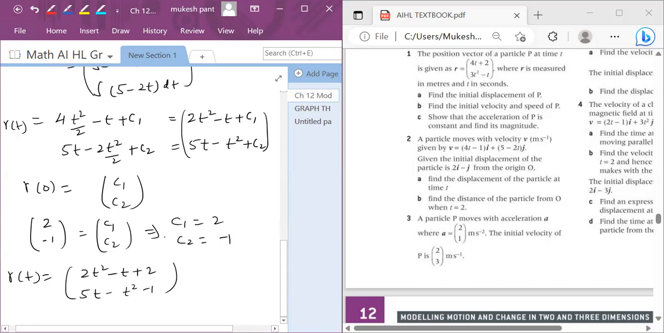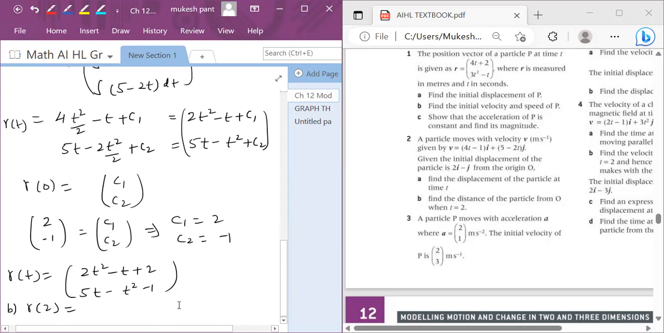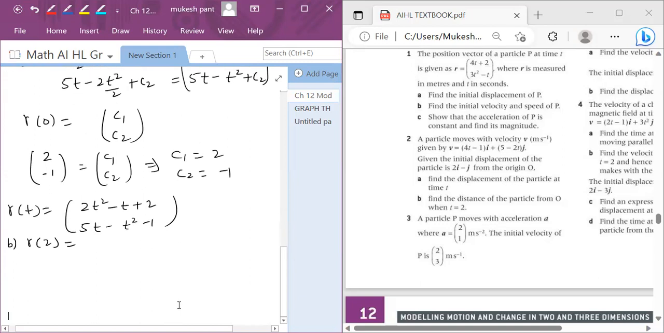Now, after this, find the distance of the particle from O when t equals 2. So when t equals 2, for part B you will find r(2). First of all, you find this as a vector, then for distance, we can find its magnitude. So r(2) means this is 2 times 2 squared minus 2 plus 2, and this is 5 times 2 minus 2 squared minus 1. So this cancels, this is 8, and this is 10 minus 4 minus 1, that is 5, right?